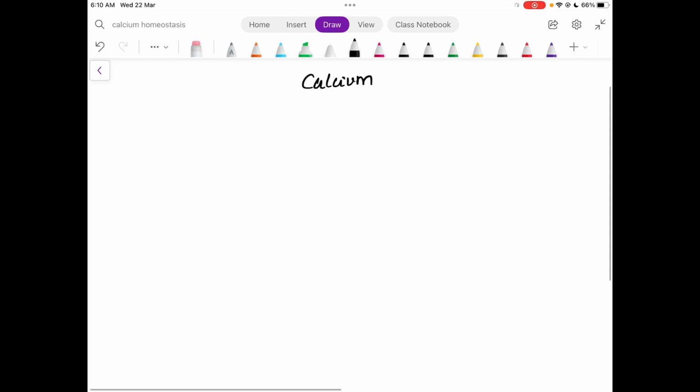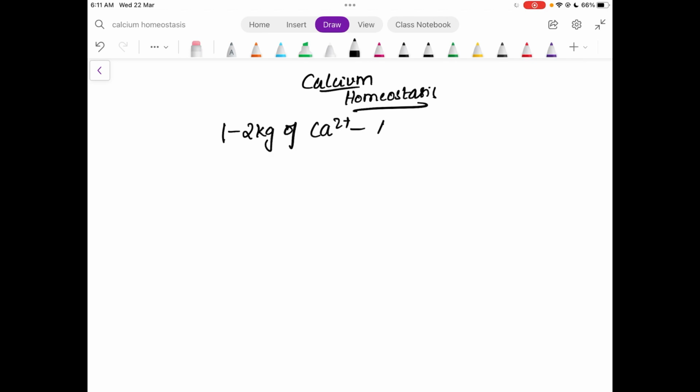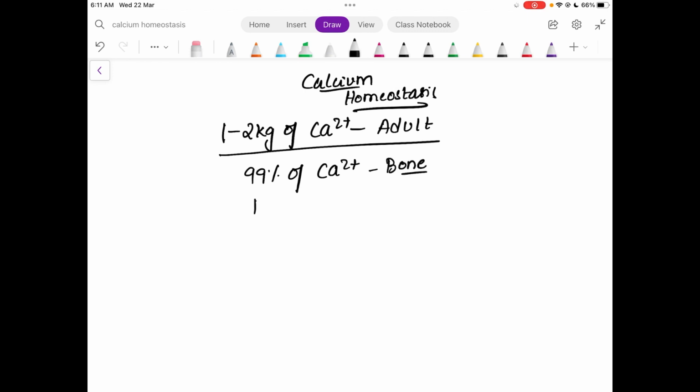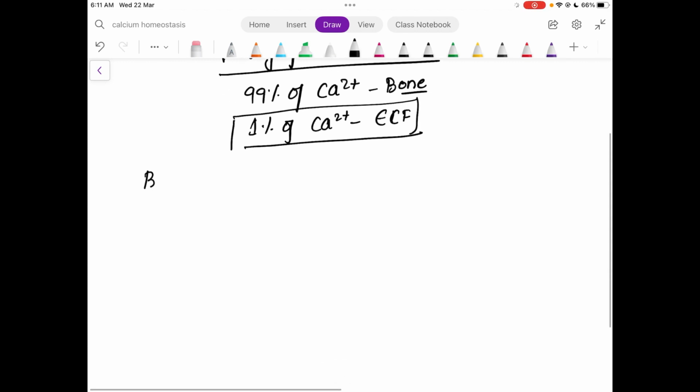In this class, we learn about an important topic that is calcium homeostasis. Before knowing about calcium homeostasis, we learn some things about calcium. Around 1 to 2 kgs of calcium is present in an adult. Out of this 1 to 2 kgs, 99% of calcium is present in bone, and 1% of calcium is present in ECF, and this ECF calcium has a metabolic role.